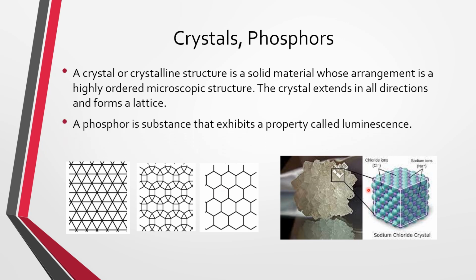A phosphor is a substance that exhibits a property called luminescence. So a phosphor is just a substance that exhibits a property called luminescence, and we learned that luminescence is anything that gives off light, right? So this is a crystal, and it has a structure of a lattice. So that's the two different things, between a crystal and a phosphor.